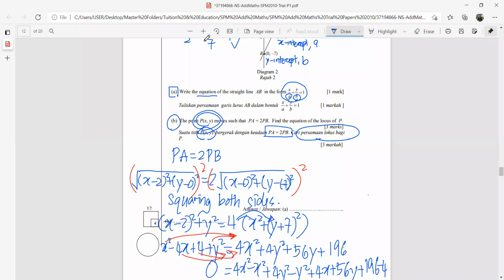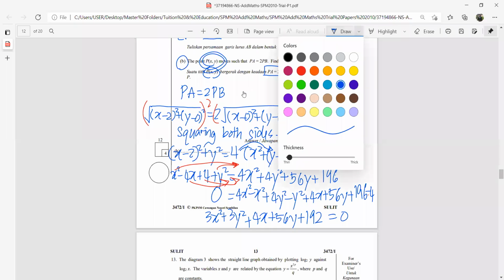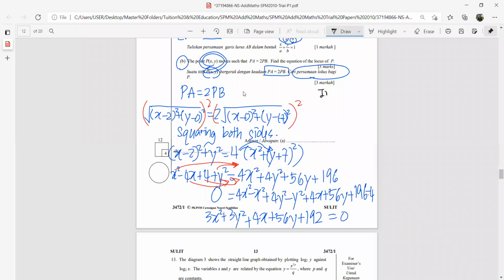For question A, you have to know the basic idea of the intercept form. Do you know when you form an equation for a straight line, there's an intercept form, right? The general form is y equals mx plus c, but the intercept form is x over a plus y over b equals 1. You have to know this is the intercept form.